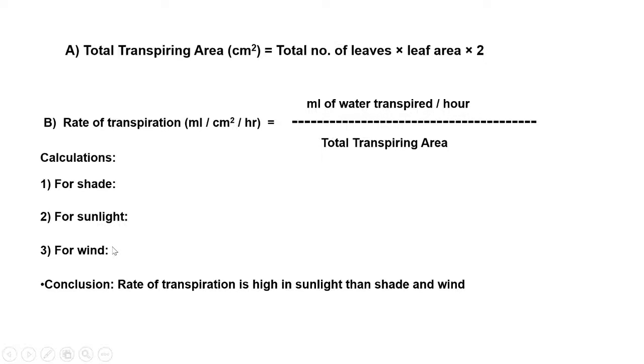And finally, we have to conclude the practical result. As per the regular practicals, we can conclude that the rate of transpiration is higher in sunlight than in shade and wind. Now, dear student, this is one of the practicals belonging to physiology: how to measure the rate of transpiration by using a healthy plant twig.